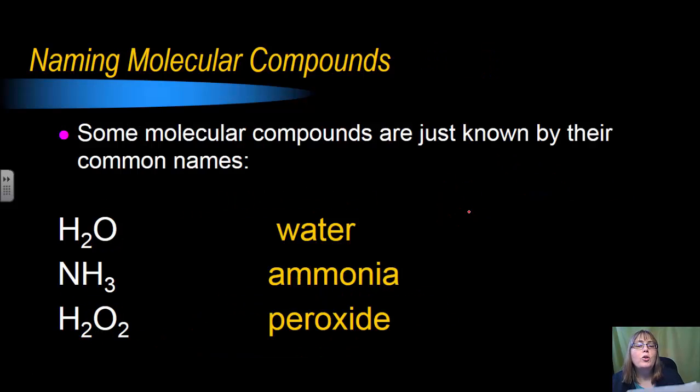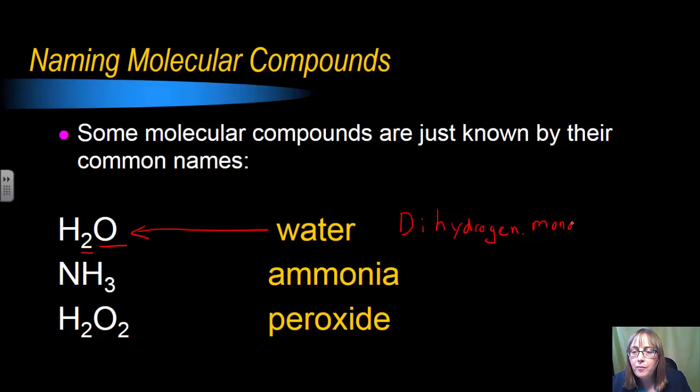Okay, some of the more common compounds that you may know about are things like water, right? What would water actually be if we called it by its proper name? So there's two hydrogens right there, so the word two would be di, and this is dihydrogen. And of course, there's only one oxygen, so we would call it monoxide.